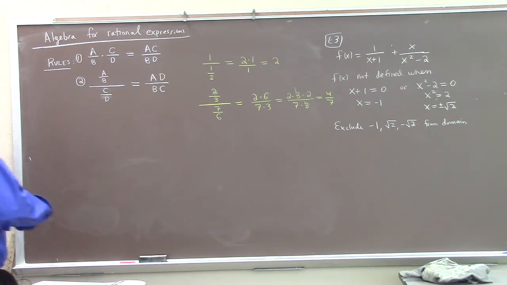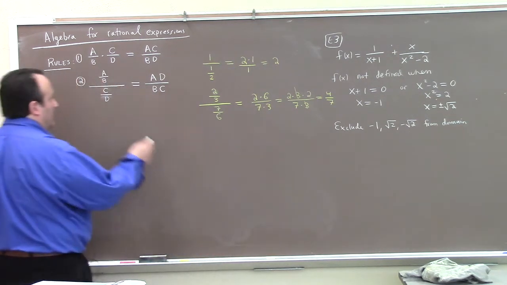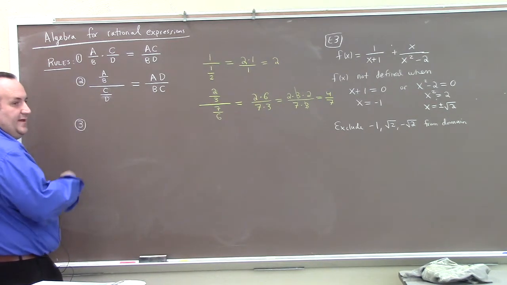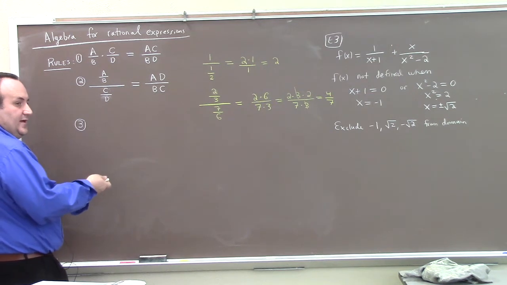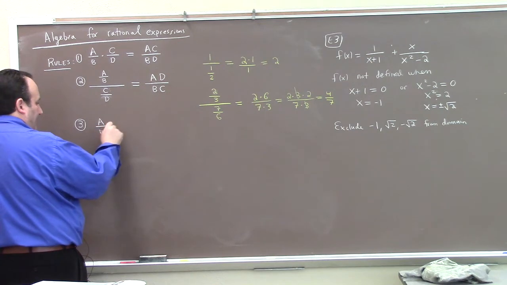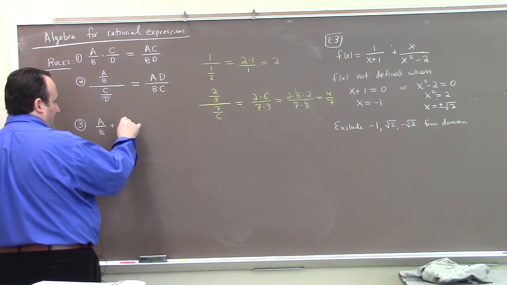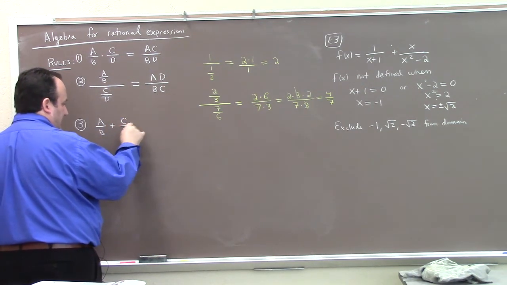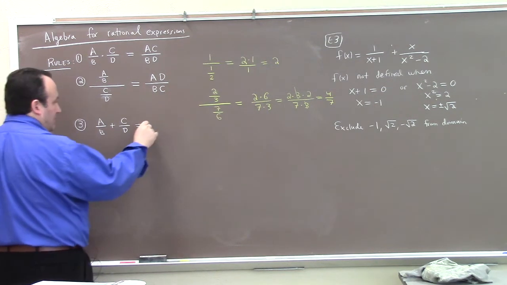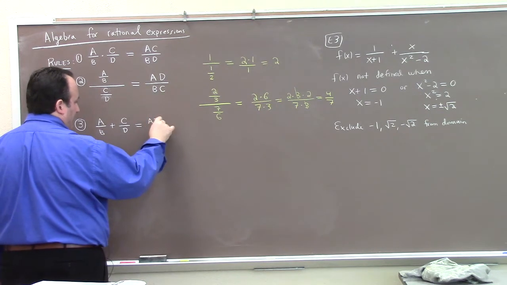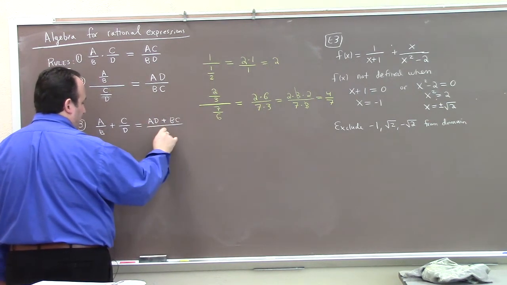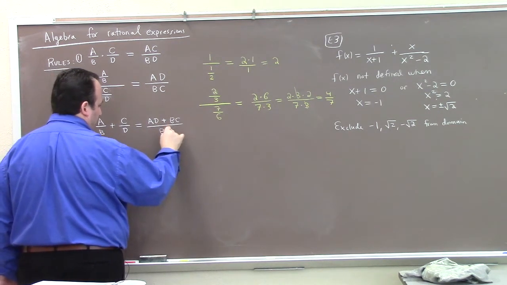What's rule number 3? Rule number 3 for working with fractions, I would say, is make a common denominator to add. Okay, so if we have A over B plus C over D, a lazy way to add these is just to cross multiply. So A times D plus B times C divided by BD, right? That's how we can add fractions.